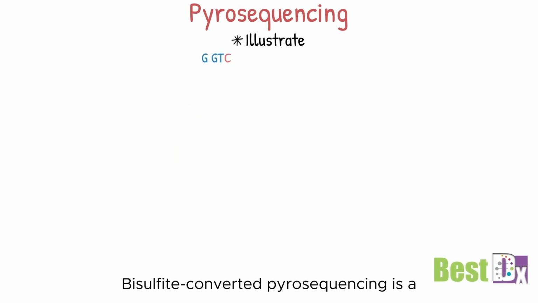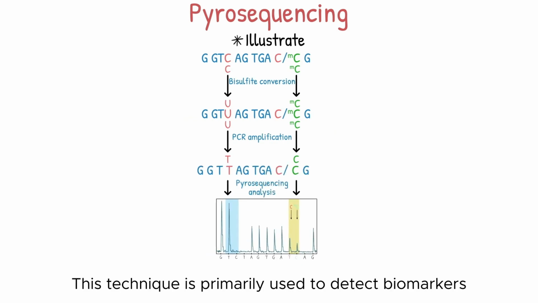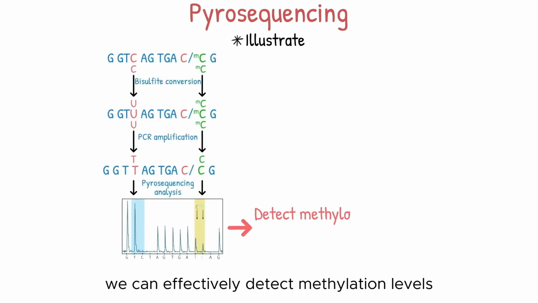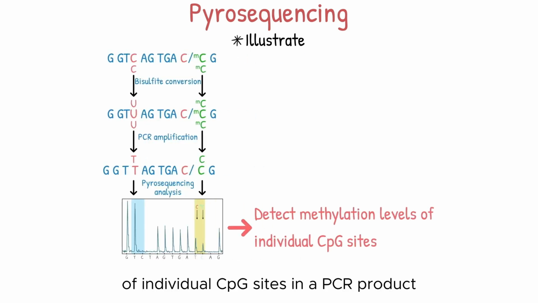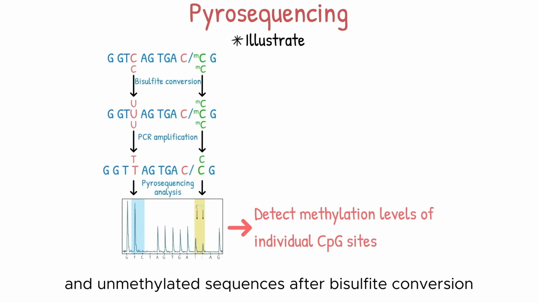Bisulfite converted pyrosequencing is a powerful technique that was developed in 2003. This technique is primarily used to detect biomarkers for DNA methylation, which is essential in diagnosing and predicting cancer outcomes. Using pyrosequencing, we can effectively detect methylation levels of individual CpG sites in a PCR product obtained by primers common to methylated and unmethylated sequences after bisulfite conversion.